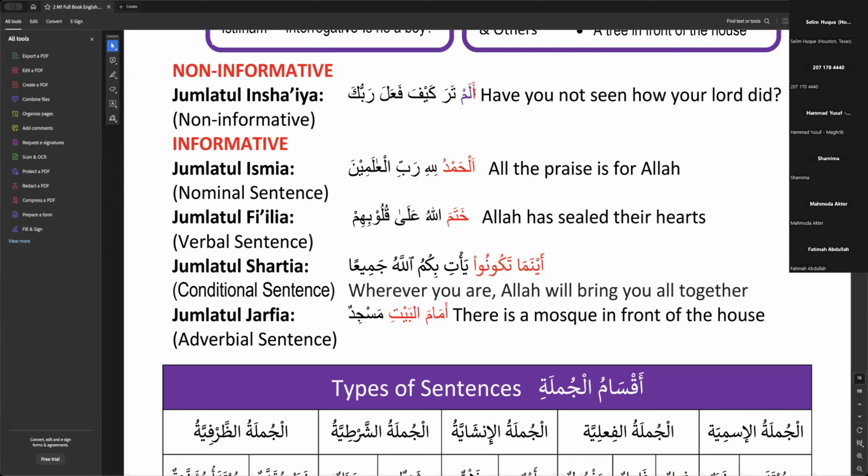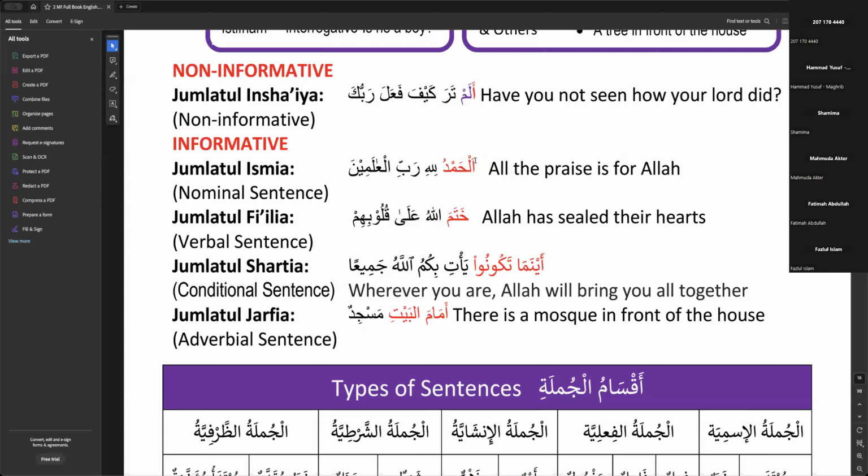The brother has explained beautifully. This hamza is hamzatul istifham, asking a question. The lam is negation. So in alam, Allah is asking, have you not? The hamzatul istifham is asking a question, have you? And then the sentence follows: Alam tara kayfa fa'ala rabbuka, have you not seen how your Lord did? We call this a non-informative sentence because it's asking a question. There isn't much information in it; it's just raising a question.